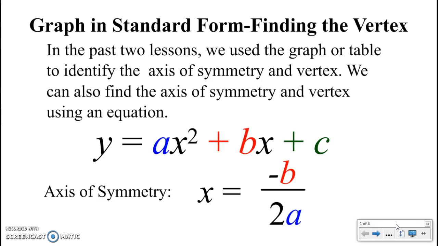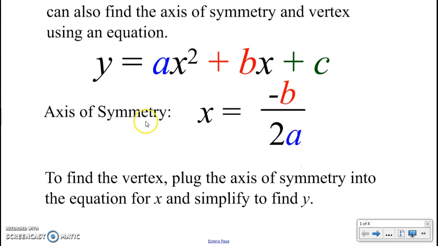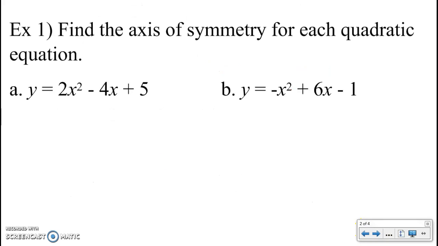After that, we are going to go ahead and plug that number that we find back into the equation to find the y value of the vertex. Okay, so it's a two-step process to find the vertex. We are going to start by doing the opposite of b over 2a, and then we're going to plug our answer in to find the y value. Okay, so let's go ahead and practice.